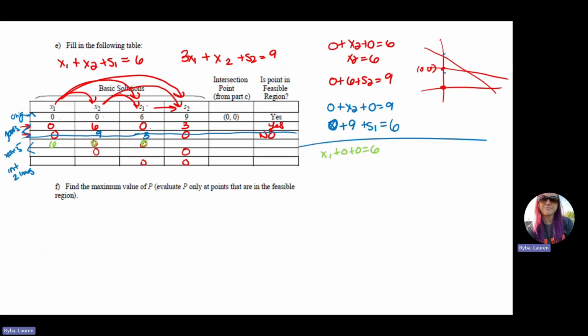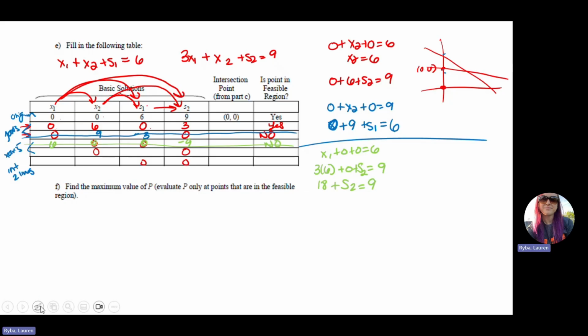Can I plug that into the second equation? 3 times 6 plus 0 is 9. No, I've gone over. Right? Oops, sorry, not 0. I am going too fast here. S2. I've gone too high. 18 plus slack 2 is 9. I've gone over too much by 9. So this point is not going to be the correct point. So I can just cross it off. I can write no. I know it's not going to be there.